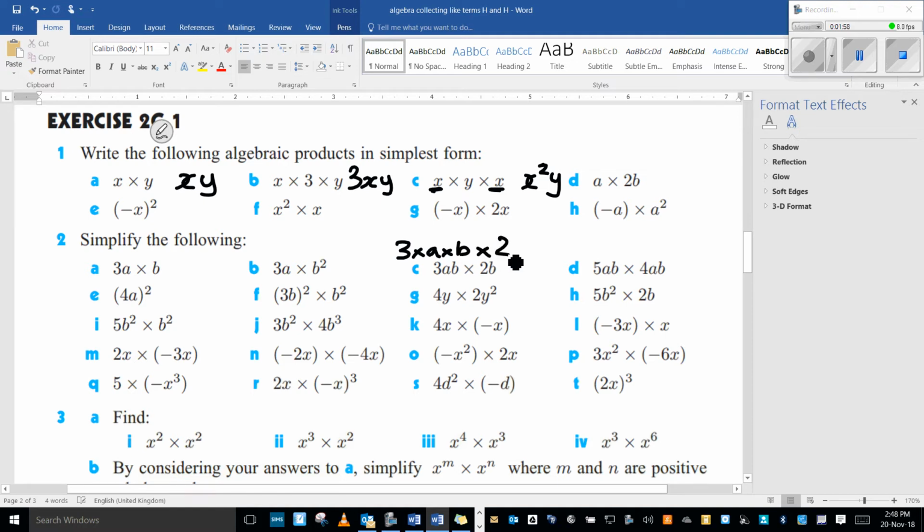We talked the other day about when we multiply things, the order doesn't matter. So we're going to say, this is going to be 3 multiplied by 2. So that's going to give me the 6. And then I look to see, I've only got A to the power of 1, and B to the power of 2.